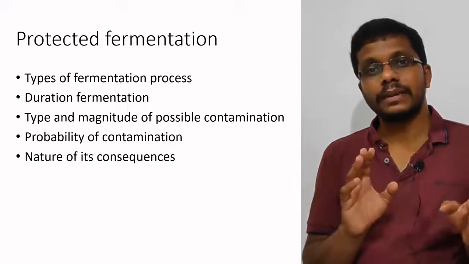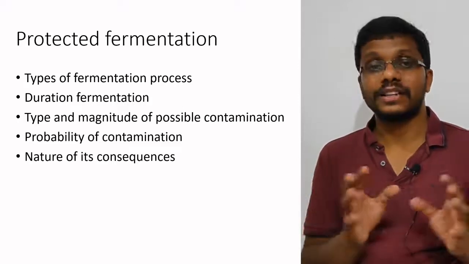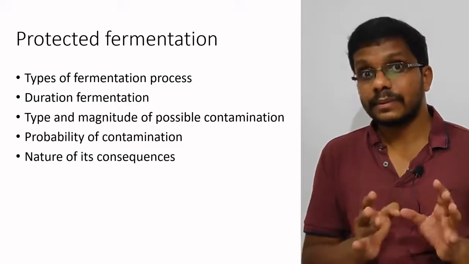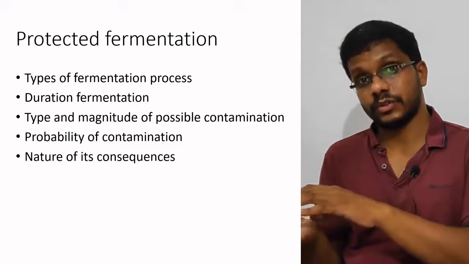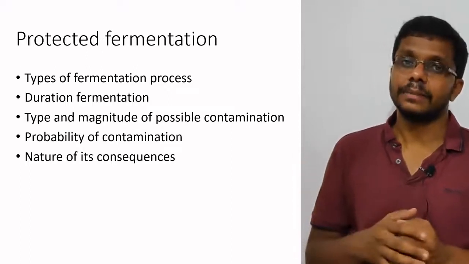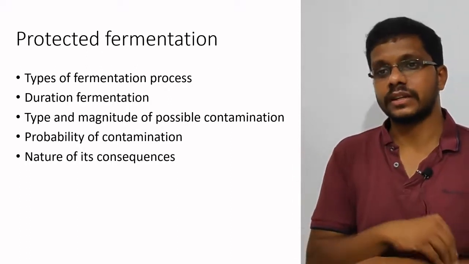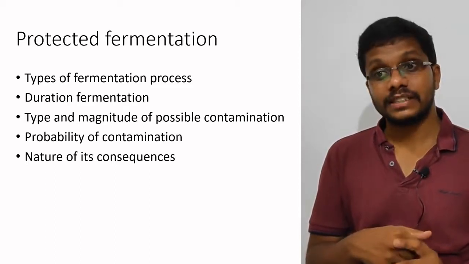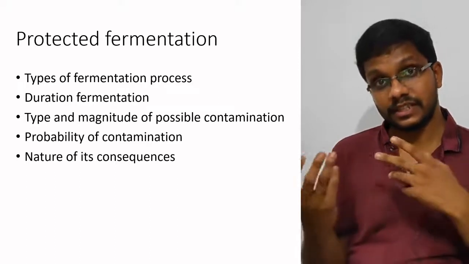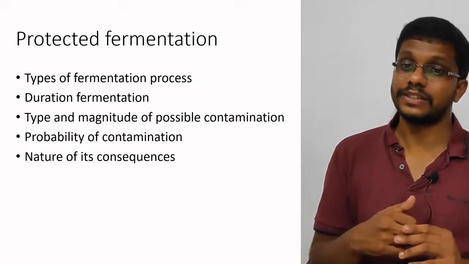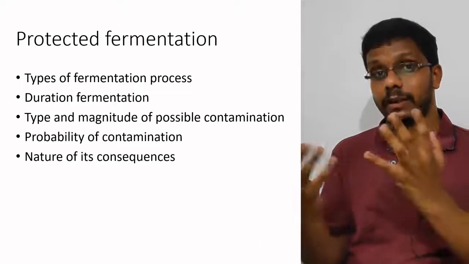So the number of contaminating bacteria and other microorganisms will be less. The type and magnitude of possible contamination depends on the type of source material from where we get the medium. That's also different in the case of protective fermentation, and the probability of contamination. If the probability of contamination is high, the protection will be less. And the nature of its consequences: what happens if there is a contamination?